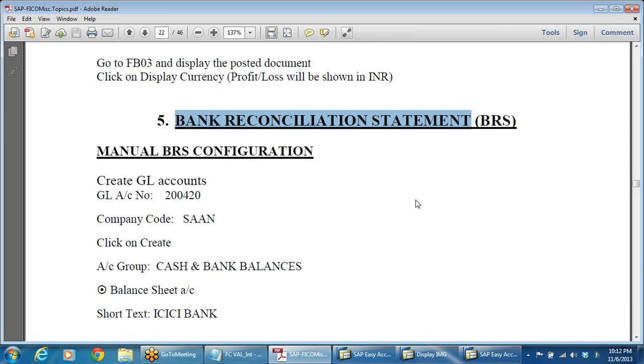First of all, my first question is, why do I reconcile a bank account at all? What is the necessity for reconciling a bank account? Anybody, any answer from any corner? From any BCom student I can expect? Anil? Anusha? Have any idea about what is BRS? Why should we reconcile BRS at all?